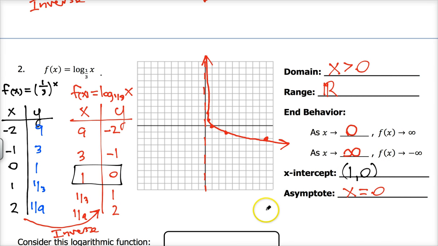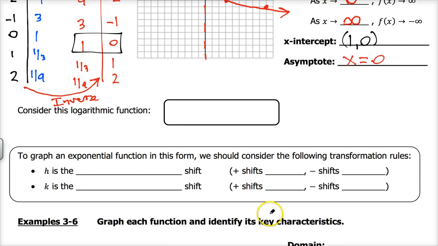Okay, now let's look at a more complex logarithmic function, and that's going to be the function f of x equals log base 10 of (x minus h) plus k. So this should look a little bit familiar to you, the h and the k, because these are the variables we always use when describing transformations of graphs. Okay, so the same rules apply as did with exponentials, as did with quadratics, as did with absolute values.